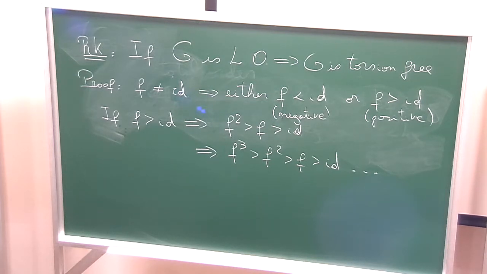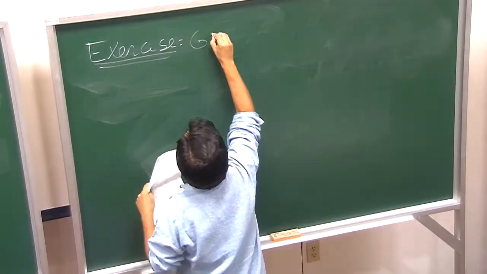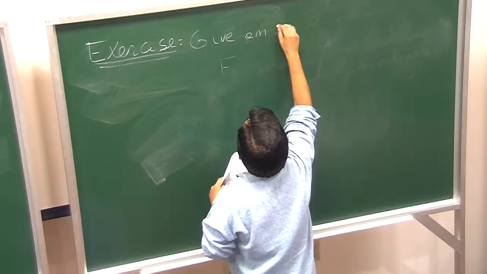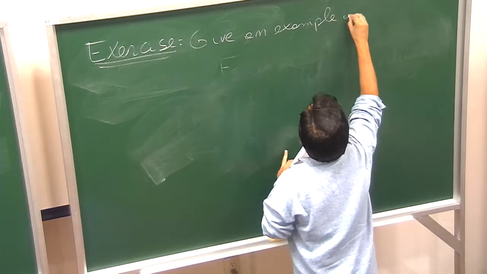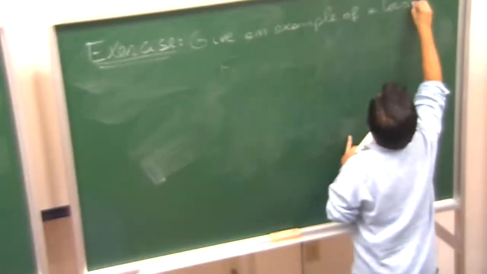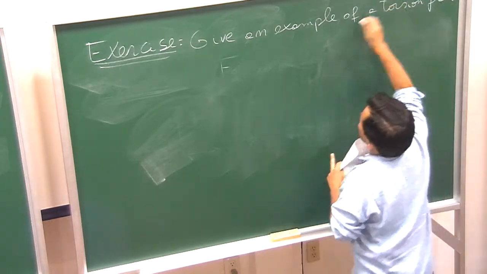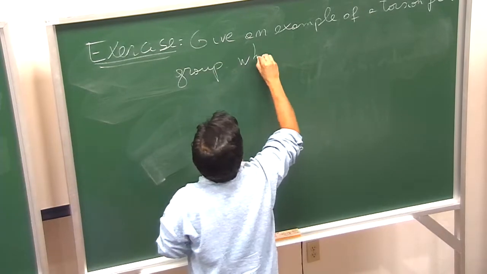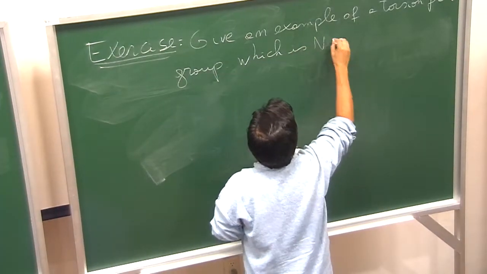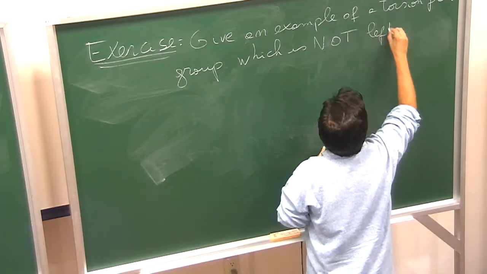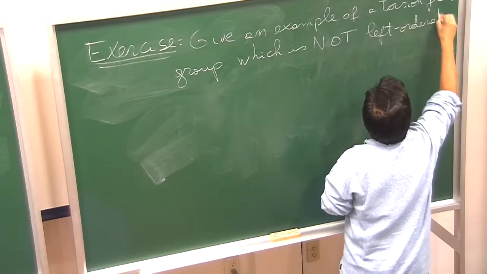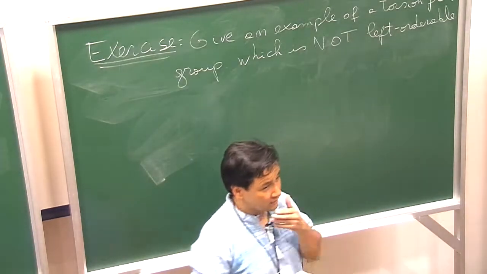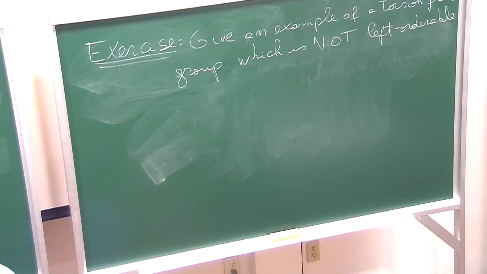Okay? Here is another exercise. Give an example of a group which is torsion free but not left orderable. Okay. So being left orderable is stronger than being torsion free.